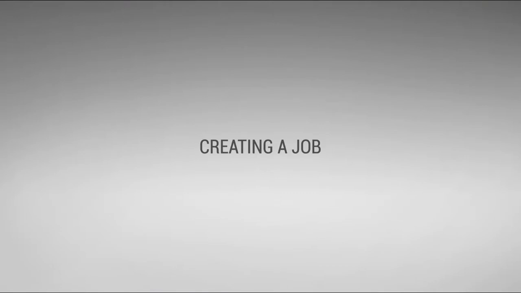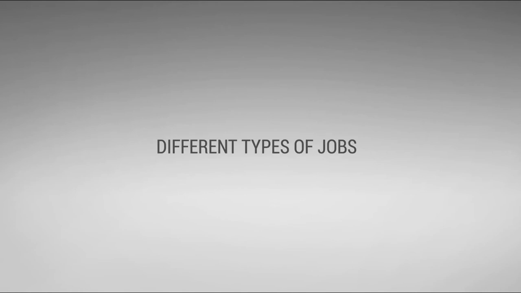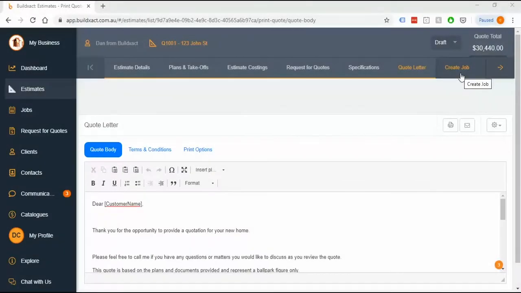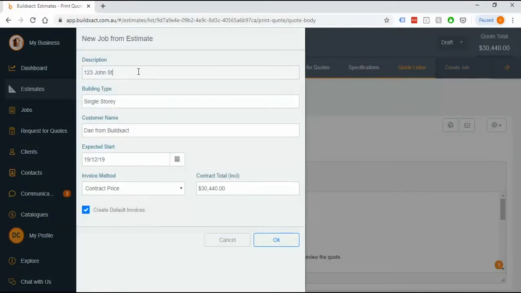So this video is going to talk about creating a job from an estimate. We'll also look at the different types of jobs we can run, when you should be creating a job, and what that affects. I'm going to click the Create Job button up the top and it'll pop up with just some standard info about this job, which I put in earlier, in fact in the details screen. So it just wants us to confirm that.